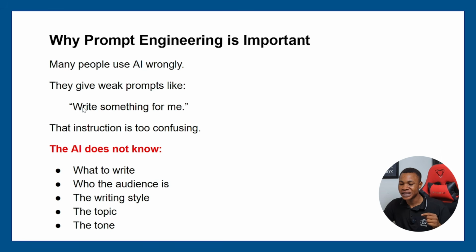So they give weak prompts like write something for me. That instruction is too confusing. If you tell AI write something for me, the AI does not know what to write, who the audience is, the writing tone, the topic, etc. So the AI is confused if you say write something, about what, for who, so that you can align it. And in this course, I'm going to teach you the 4 main parts of a prompt, which is very, very important. So now let's proceed.